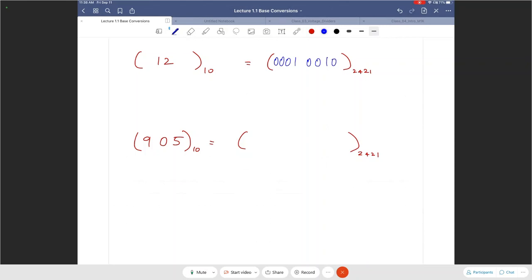Let's do another one. 905. 9, 0, 5 is the complement of 4. I think it is 1, 0, 1, 1.